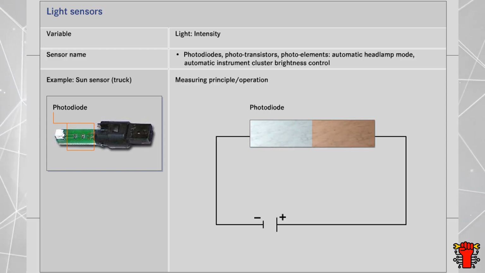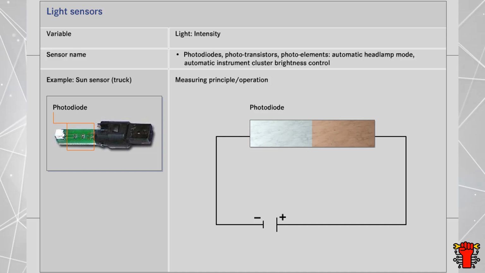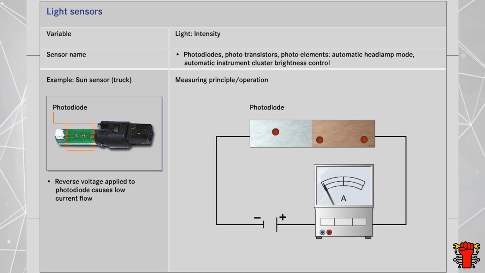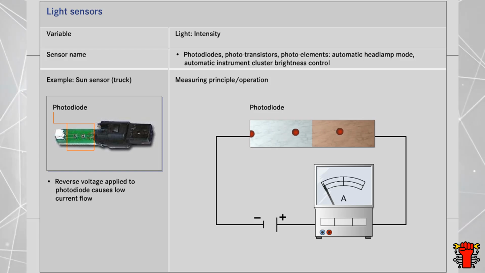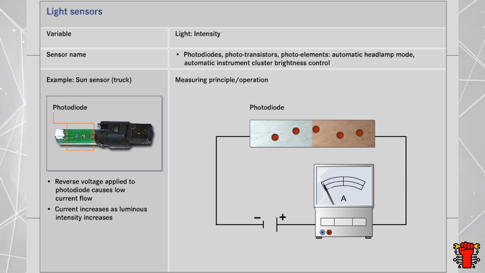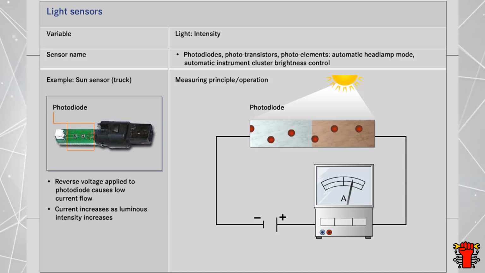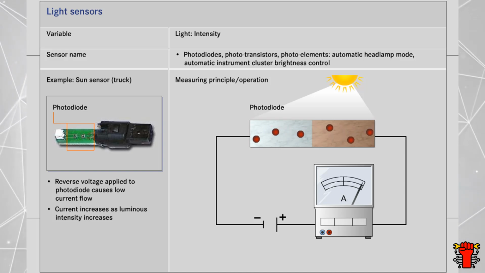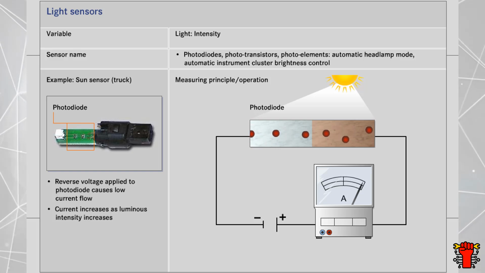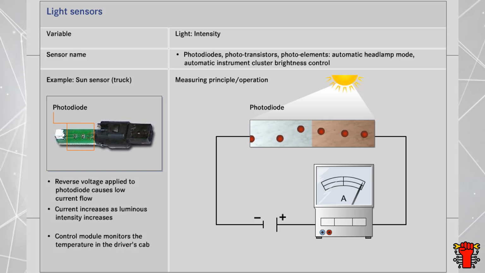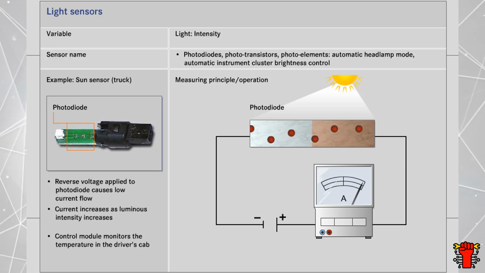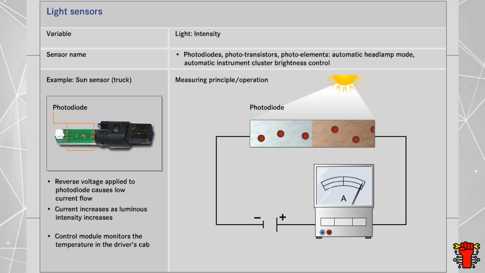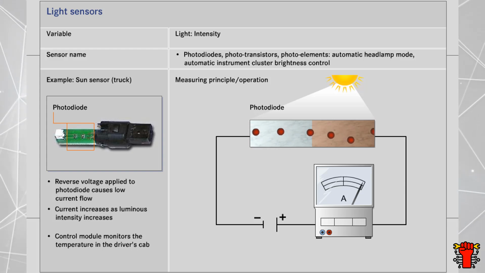A photodiode consists of two different semiconductor layers to which a reverse voltage is applied. This reverse voltage has the effect of allowing only a small amount of current to flow through this diode. However, as soon as light falls on the semiconductor material, electrons are released. The current increases considerably as luminous intensity increases. From these values, the control module for the automatic air conditioner can determine the extent to which the driver's cab is being heated up by sunlight.